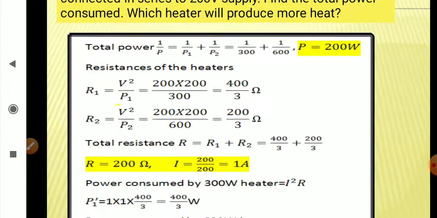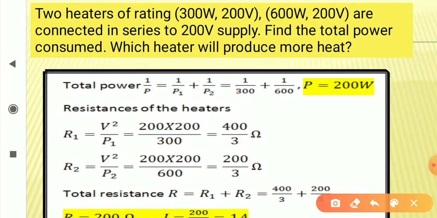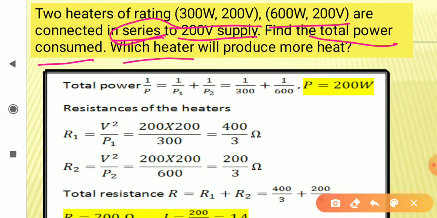Now a similar problem but in a different situation. Now heaters of rating 300 watt 200 volt and 600 watt 200 volt are connected in series to a 200 volt supply. Now remember, here we are connecting the same heaters in series. Find the total power consumed and which heater will produce more heat.